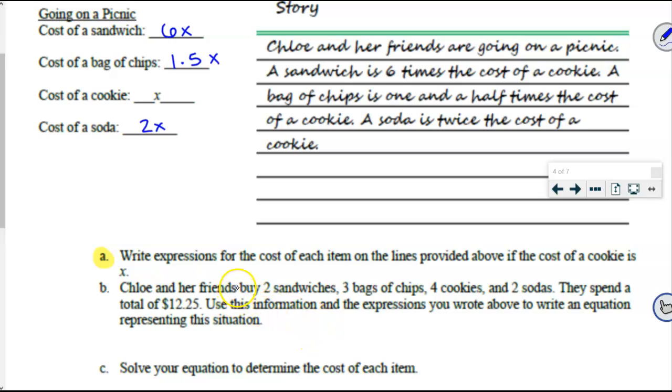Chloe and her friends buy 2 sandwiches. How am I going to show that? How am I going to show that they're buying 2 sandwiches and what that cost is going to be? Brock. Yep, that tells me 2 groups of 6x. 2 sandwiches, each sandwich being 6x. Good. And then the 3 bags of chips. How am I going to show that?